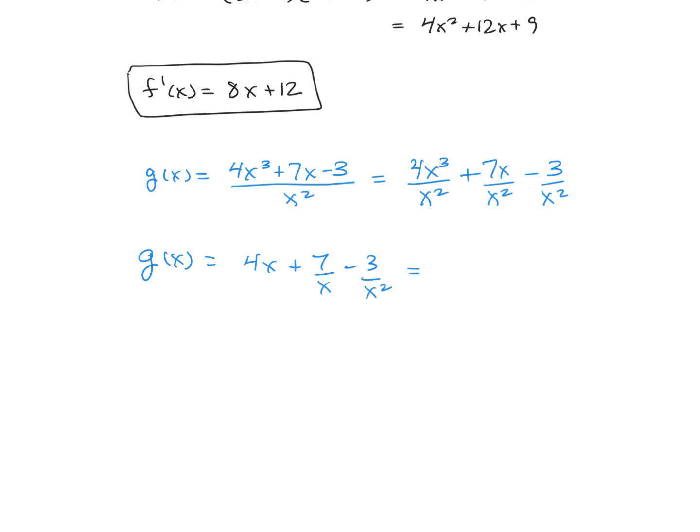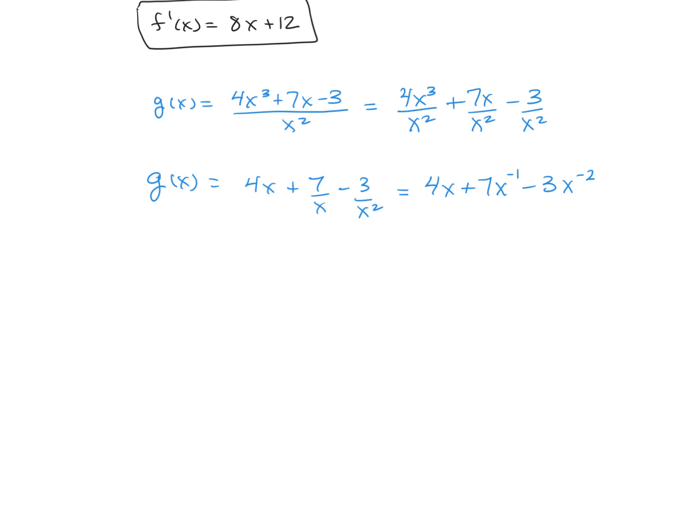We will use the power rule, so let's rewrite this as 4x plus 7 times x to the negative 1 minus 3 times x to the negative 2. So when we take our derivative, the derivative of 4x is just a 4. The 7 multiplies along. Power rule drops the power down out front, and then the power drops by 1 to make a negative 2 power.